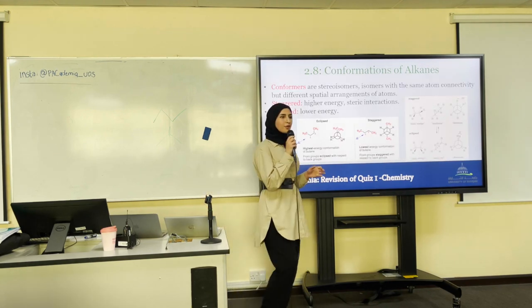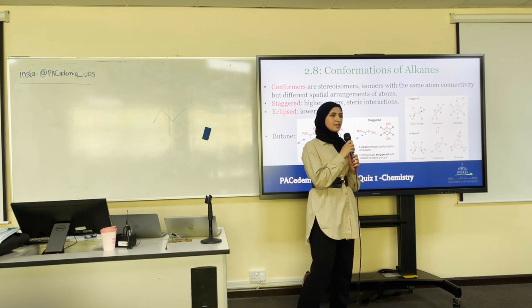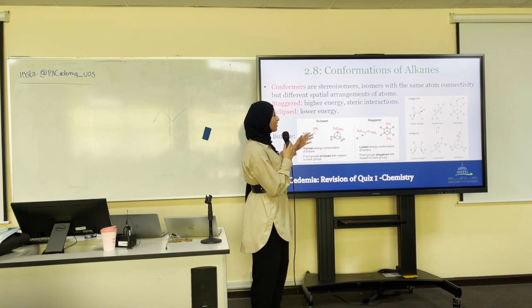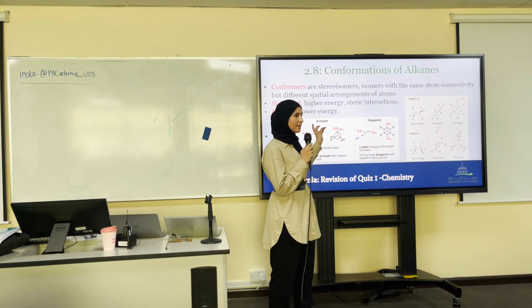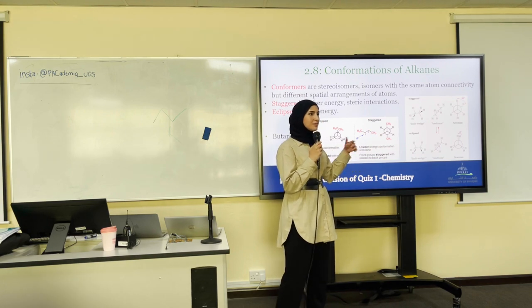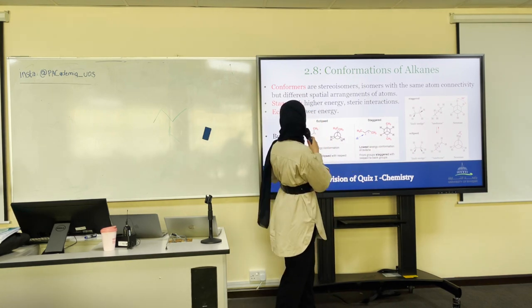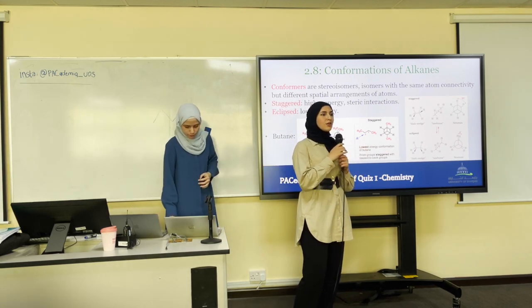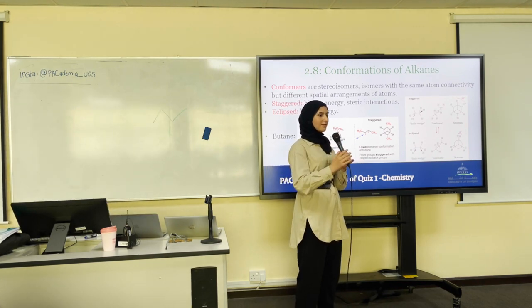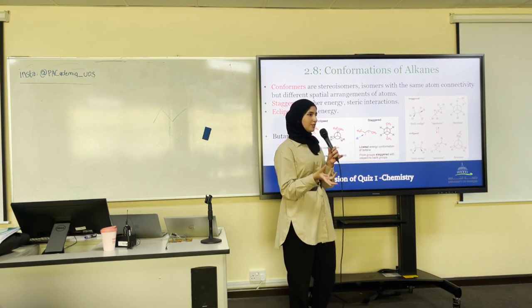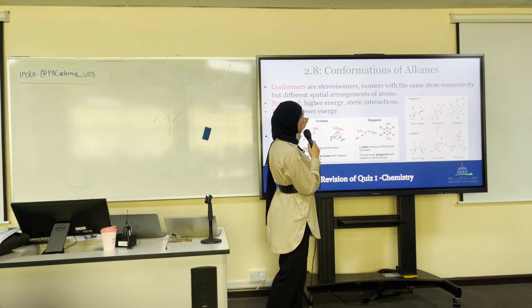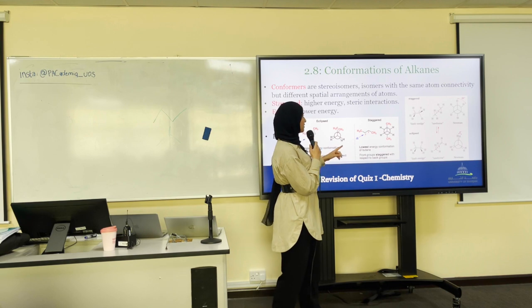Now for conformations of alkanes. Is this hard for you? Okay. So what are conformers? You don't know? They are stereoisomers that have the same connectivity of bonds, but different spatial arrangements in real life. So we have staggered and eclipsed. Staggered has higher energy and more steric interactions. So what is staggered?